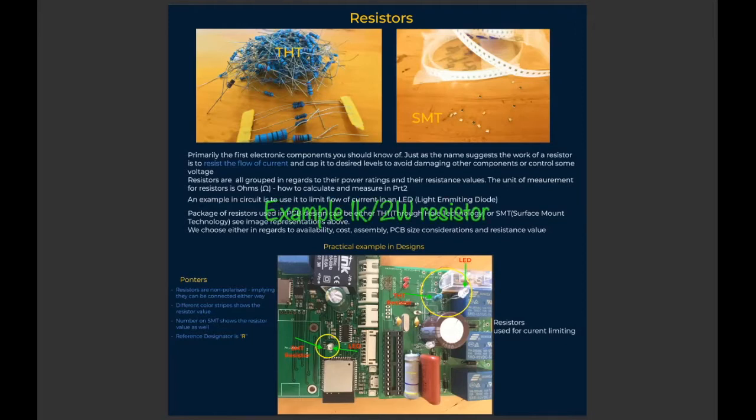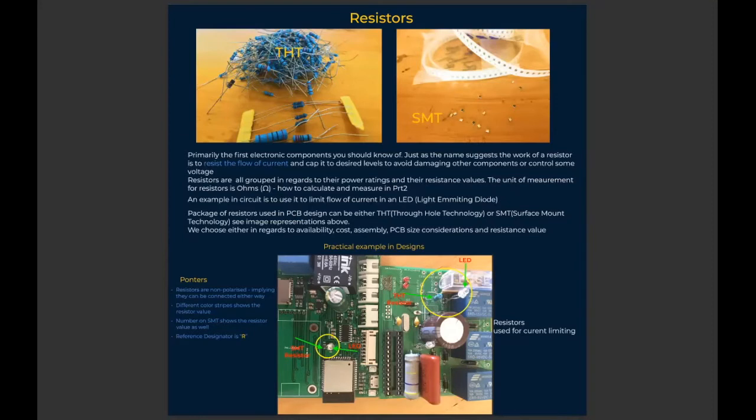Resistors are all grouped in regard to their power ratings, as we are talking of limiting the current, and the unit of measurement of resistors is ohms. That symbol there, ohms, this symbol. How to calculate and measure this, we'll dive into that later. It's not very important per se. You just have to know, say, for an application, I need a 1 kilo ohm resistor. You just select it and put it in your design.